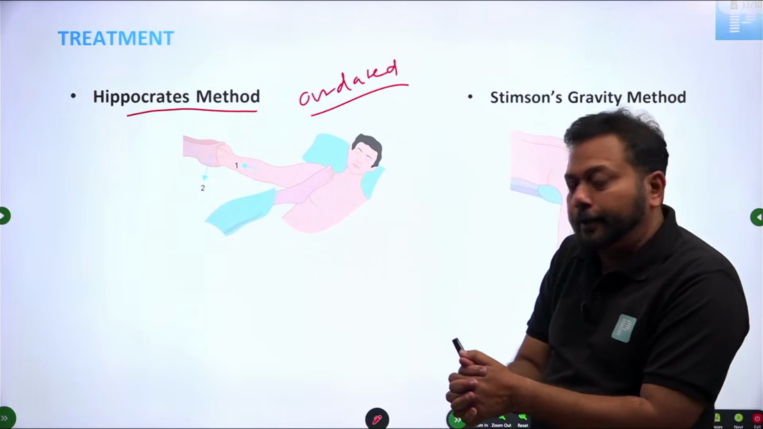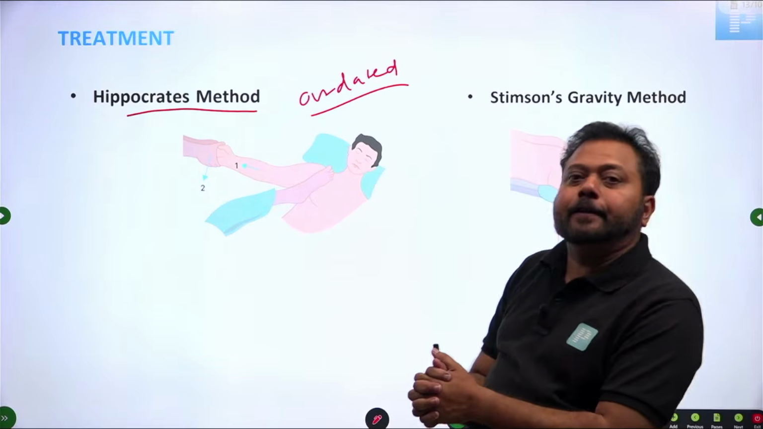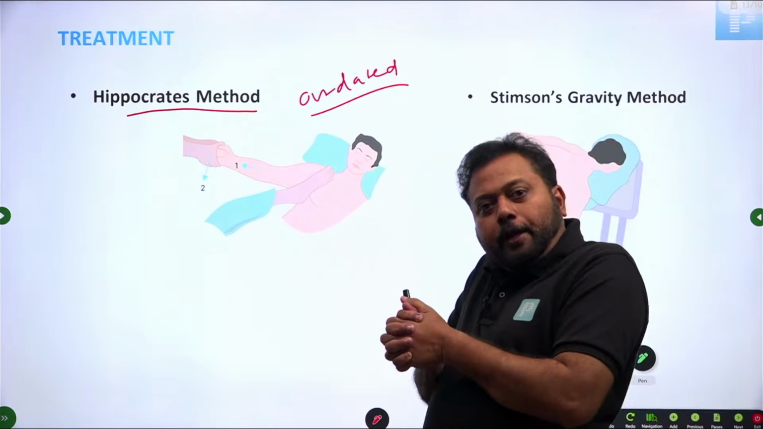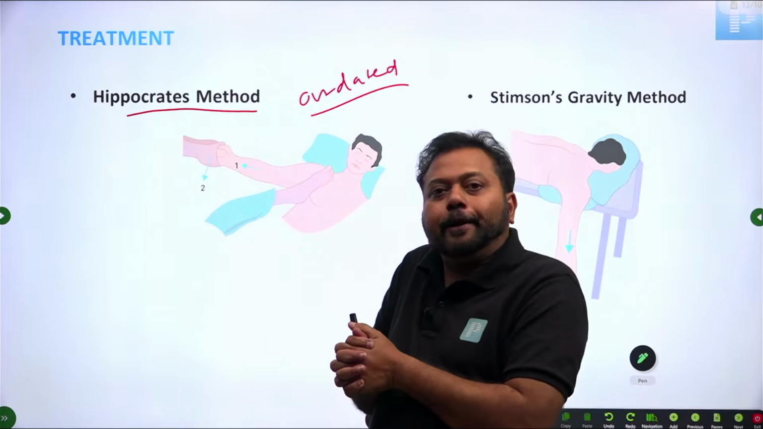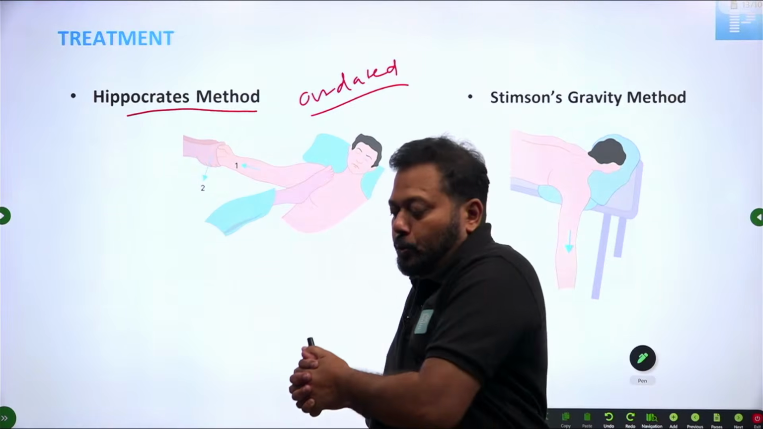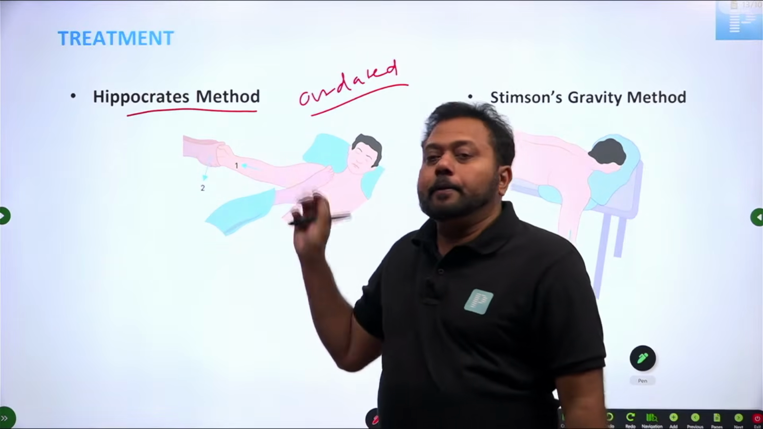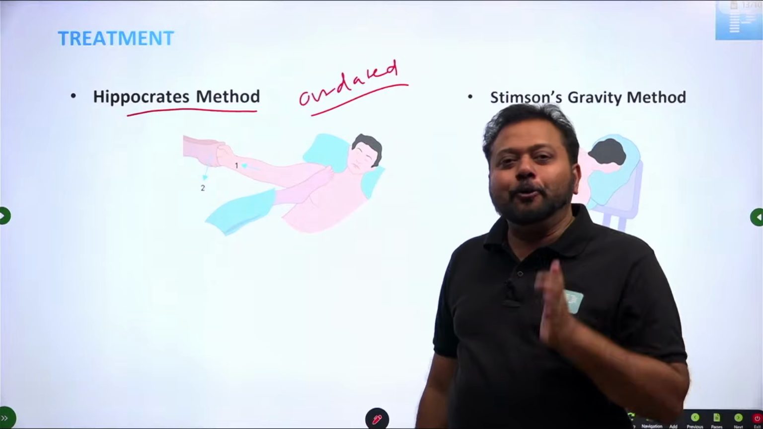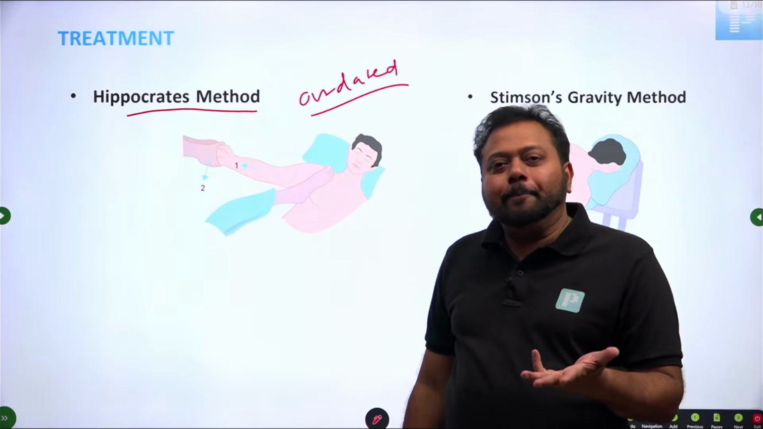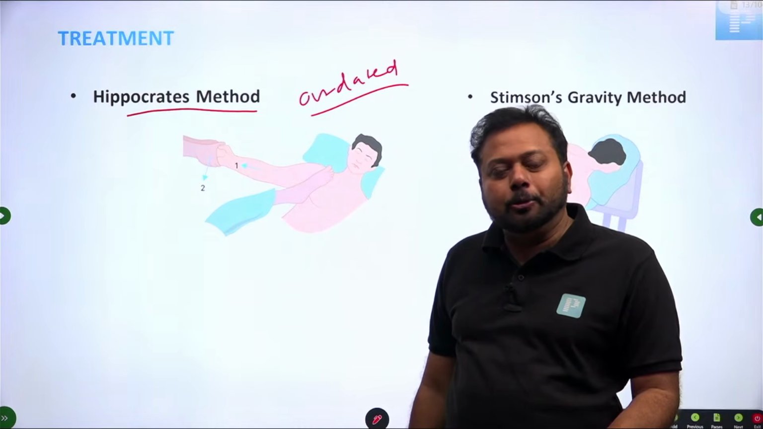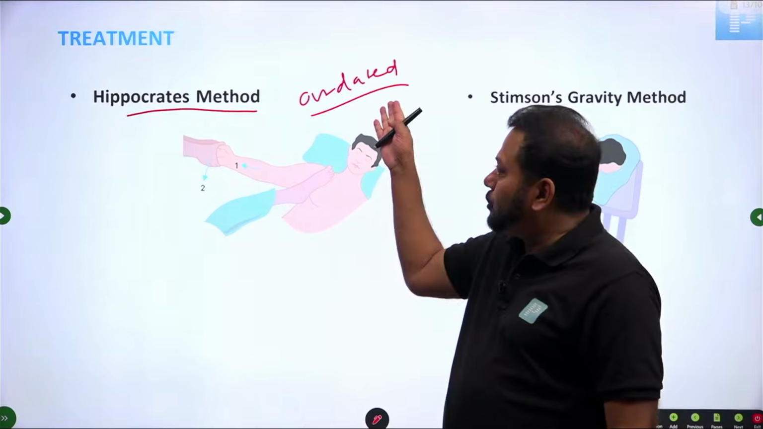Foot is taken. His foot is kept in the axilla of the patient. So I am pulling with my upper limb, I am pushing with my lower limb. Traction and counter traction. Slowly adducting. The joint will get reduced. Very effective method. But when you treat a private patient like this nowadays in 2026, you will be sued. That is why it is outdated.